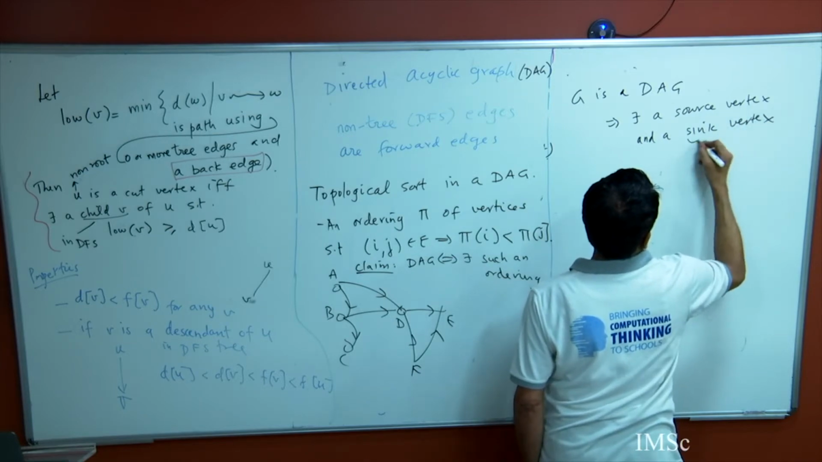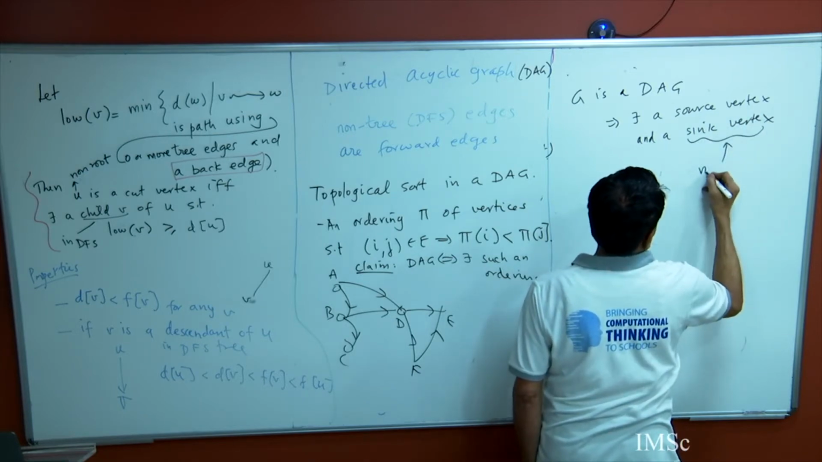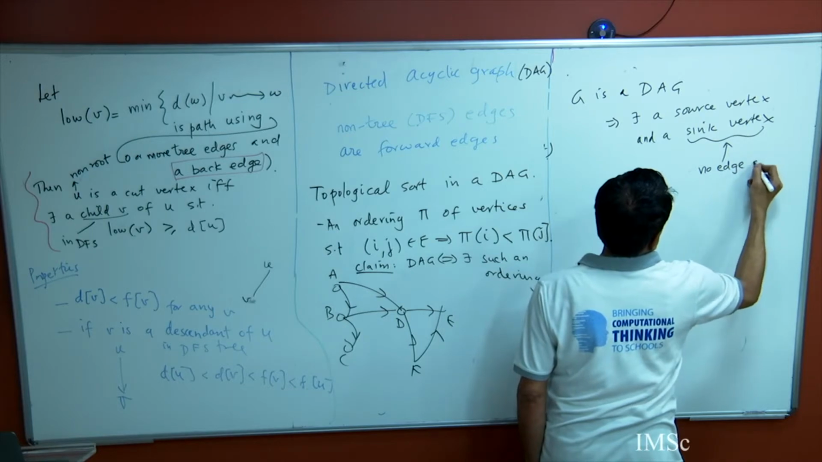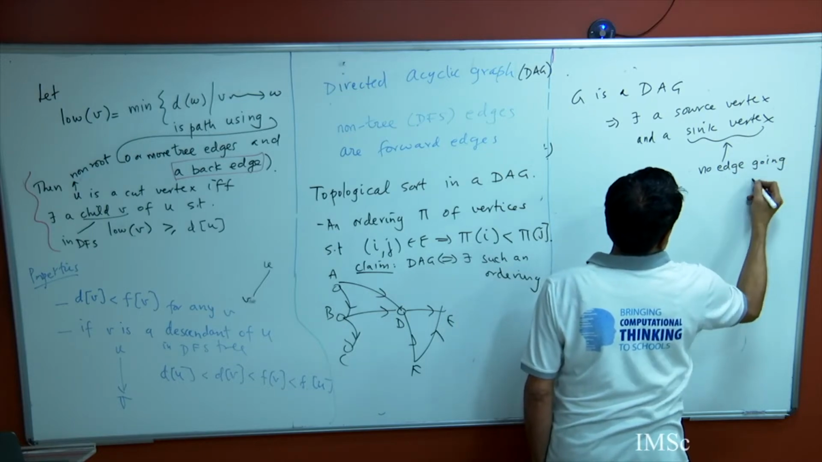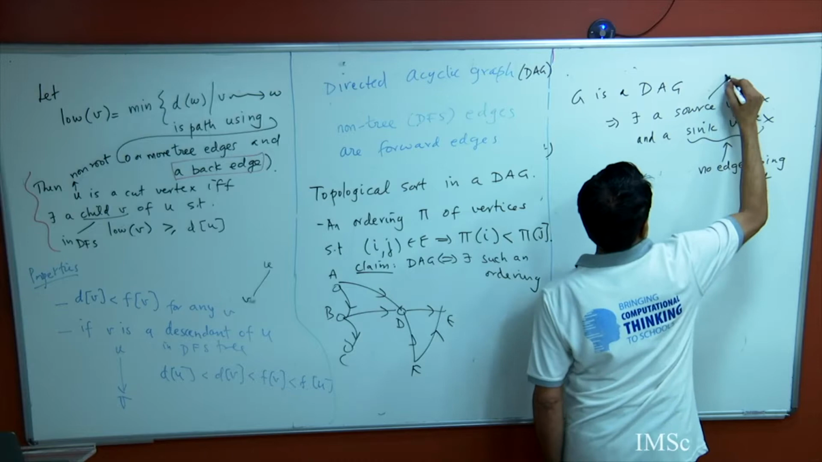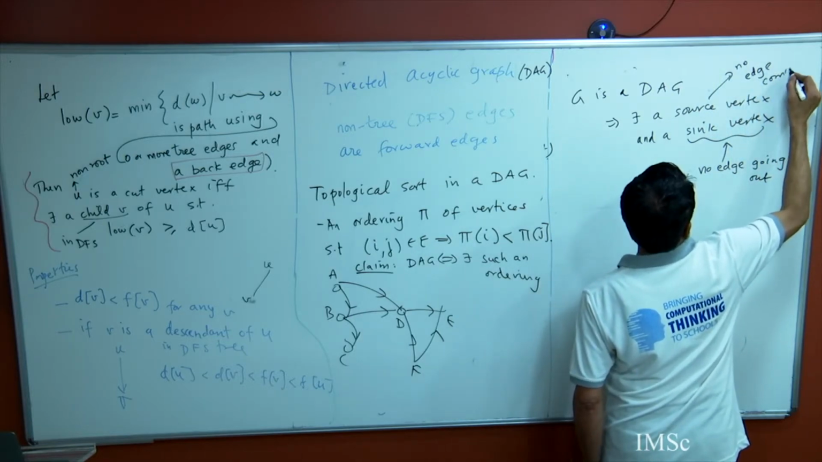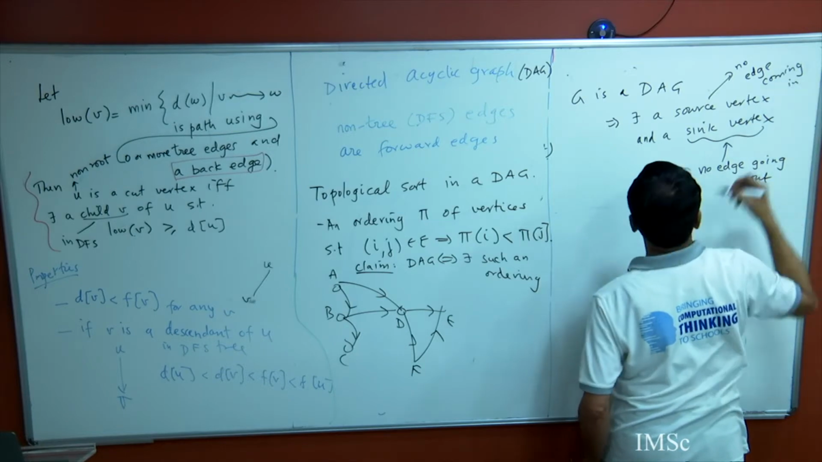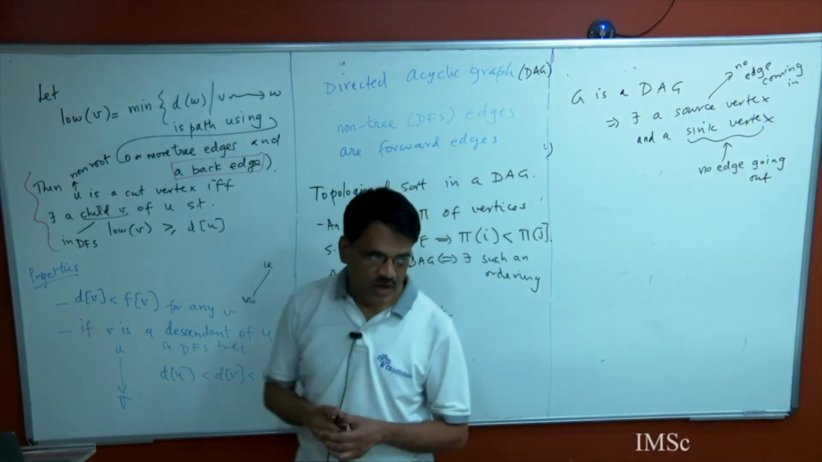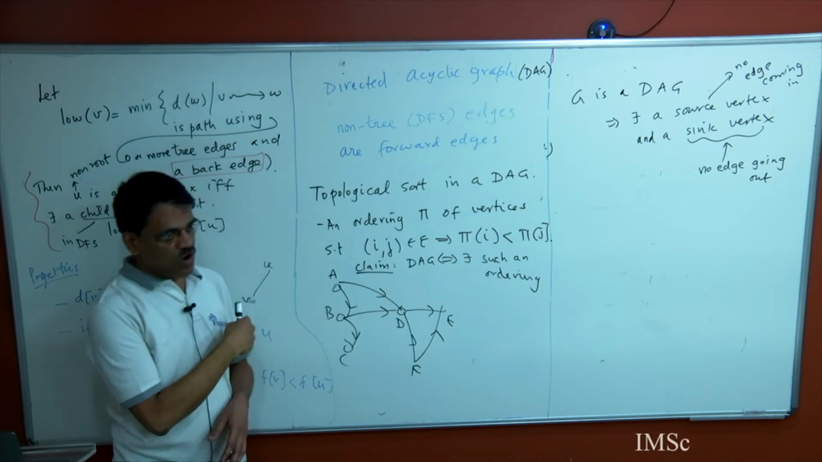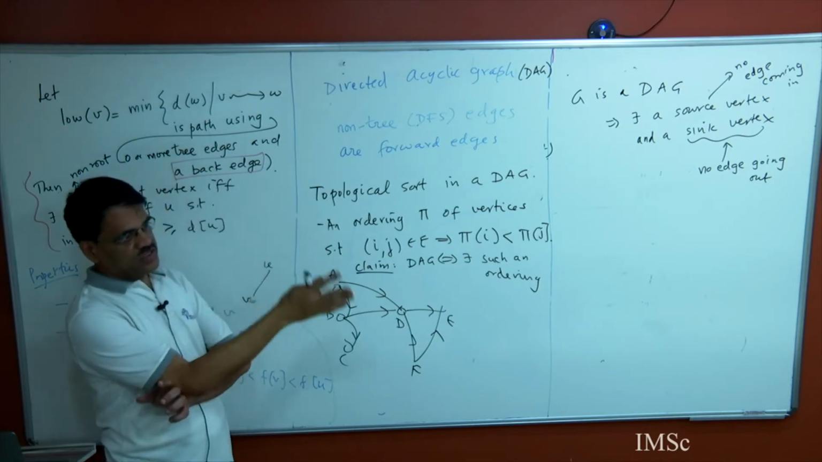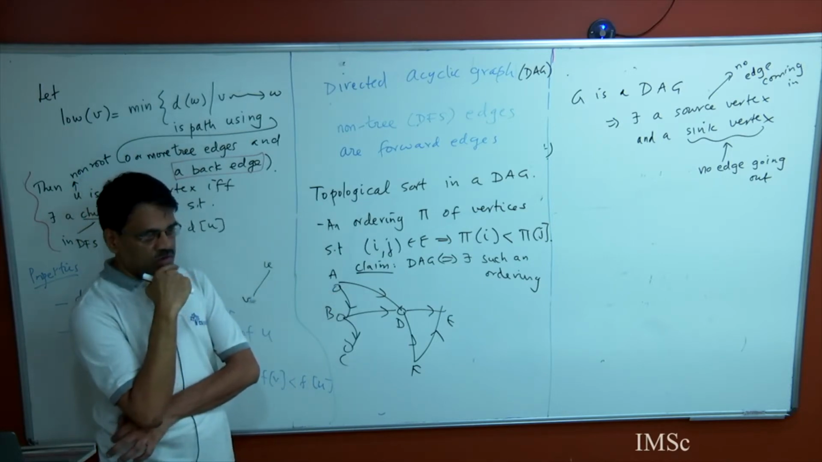What is the sink vertex? No edge going out. And this means that no edge coming in. Okay, so suppose I prove this, then can you give me an ordering of the vertices so that all edges are going from left to right? What would be an ordering?